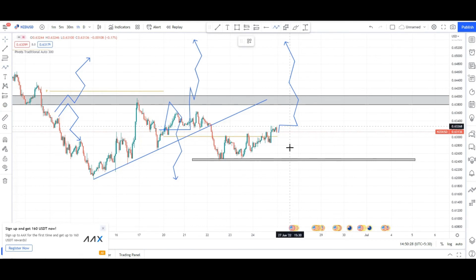Okay guys, if it takes resistance, it will come up till here. Okay guys, it is going to make an upside momentum, first and second target. Okay guys, if it is coming downside, takes resistance, then you can expect your first, second, third and fourth target.